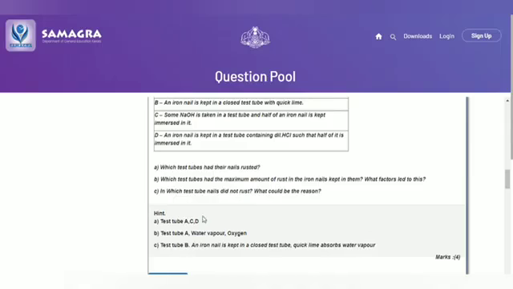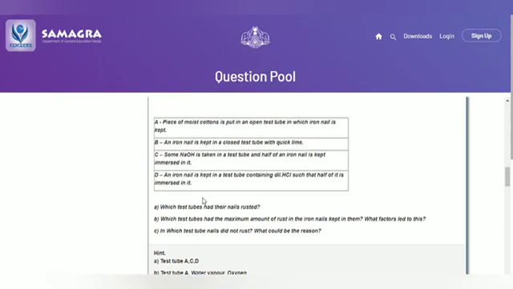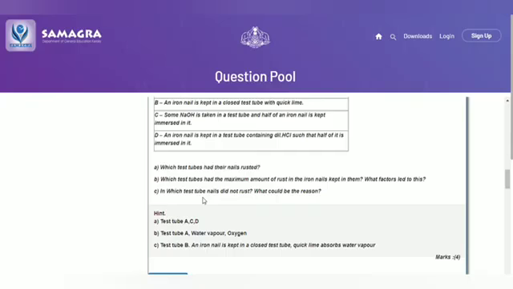What factors lead to this? Test tube A, that is, a piece of moist cotton is put in an open test tube in which the iron nail is kept: water vapor and oxygen. In which test tube did the nails not rust? That is, an iron nail kept in a closed test tube with quicklime. What could be the reason? Quicklime absorbs water vapor.